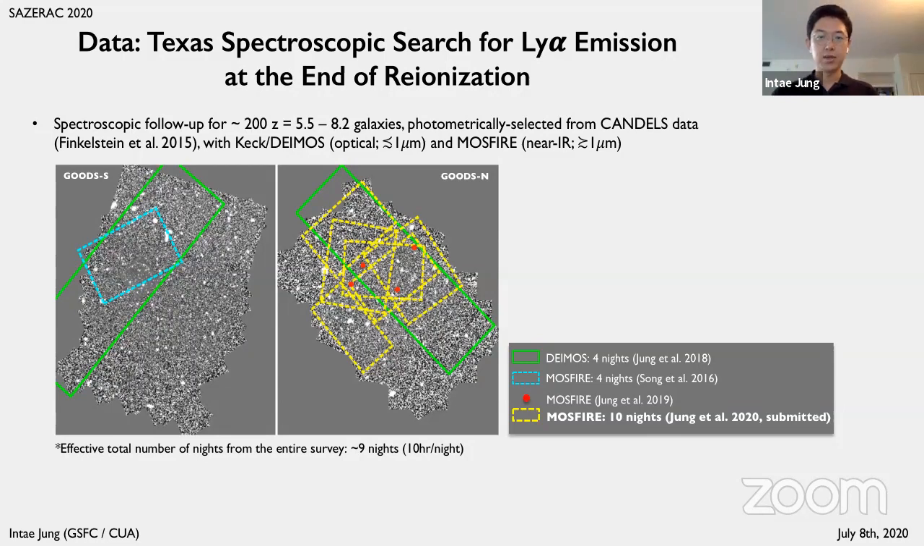Searching for Lyman Alpha emission at around the end of reionization, we performed deep spectroscopic follow-up observations for nearly 200 high redshift candidate galaxies with DEIMOS and MOSFIRE. This plot shows the entire survey program in the GOODS field. Today I'm presenting the result from the entire MOSFIRE observations in GOODS-South and GOODS-North, as shown in the yellow rectangles. The rest of the survey has been published in other publications. These MOSFIRE observations targeted around 70 redshift 7 candidate galaxies with six different mask designs for 10 nights of observations in total.